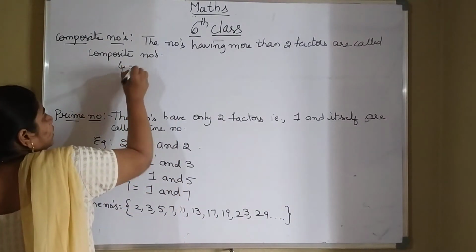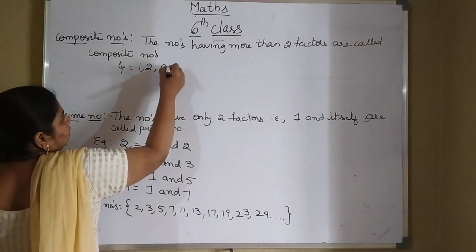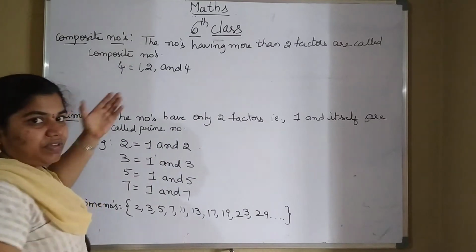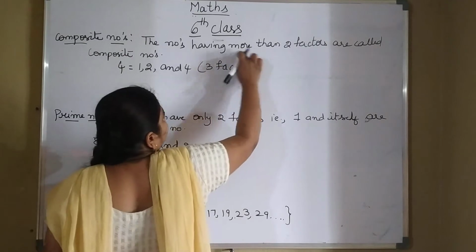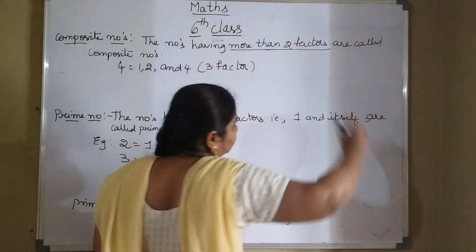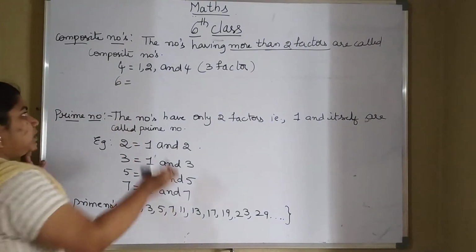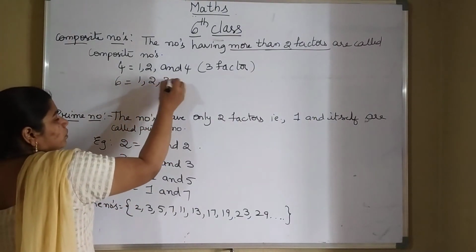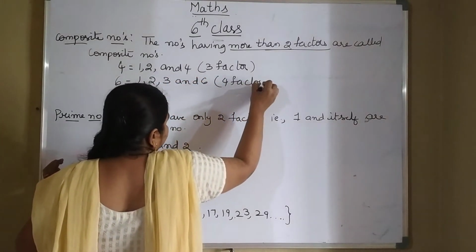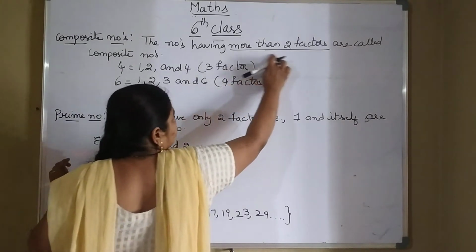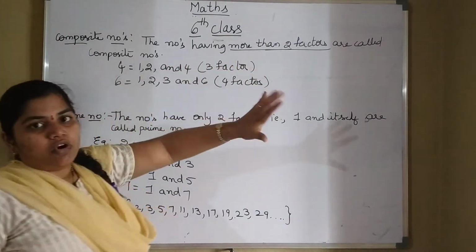Suppose you take it as 4 here. What are the factors of 4? It will go in 1 table, 2 table and 4 table. That means it is having how many factors? 3 factors. 3 factors is nothing but more than 2 factors. Okay. Next you can take it as 6. So what are the factors of 6 here? 1, 2, 3 and 6. So how many factors are there? 4 factors. So 4 factors is nothing but more than 2 only. Okay. So 4, 6 like this, so many composite numbers are there.